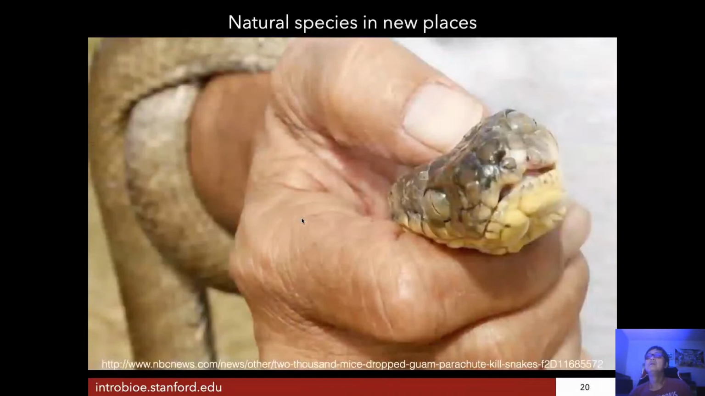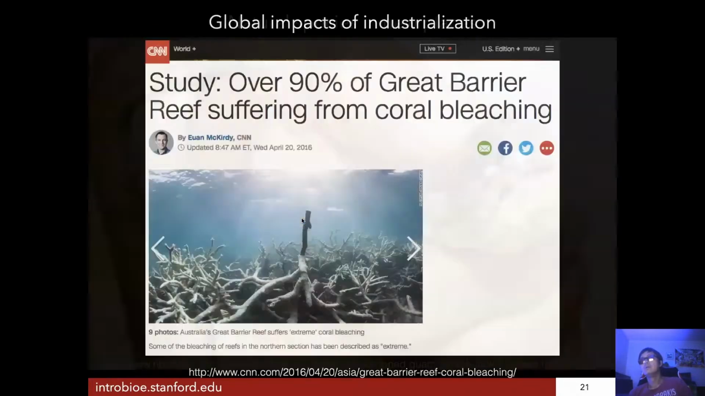What do we mean by invasive species? Here is a tree snake that used to not be on the island of Guam, and then through shipping and other sorts of human activities, suddenly it's there. And so it's going to eat the birds on Guam and other things that were native to Guam.